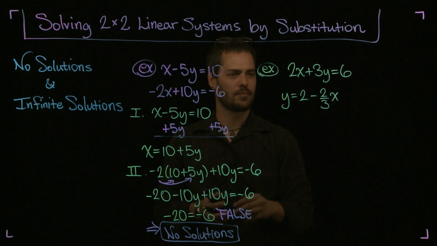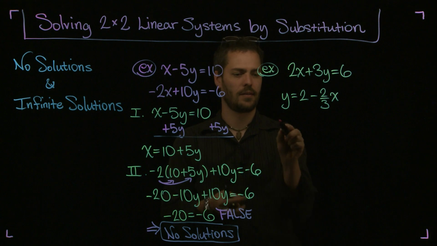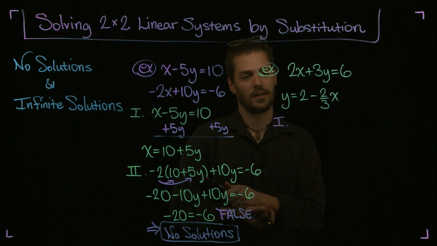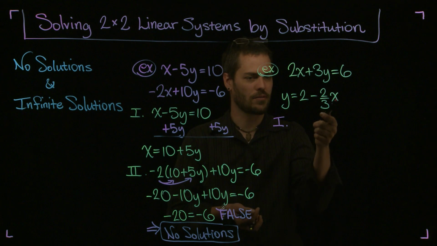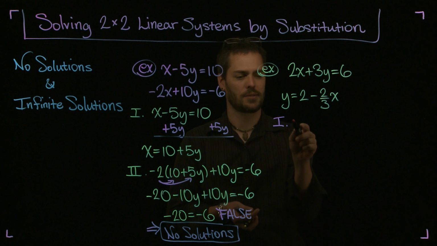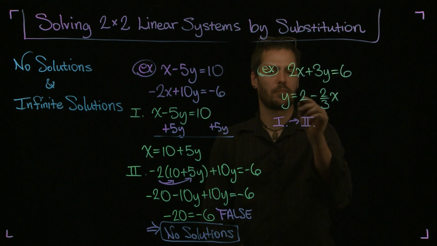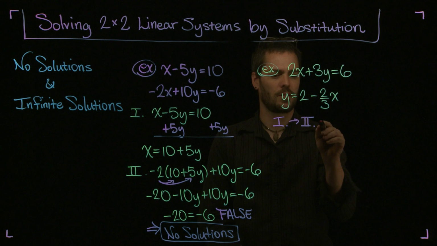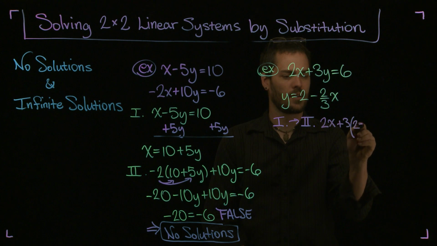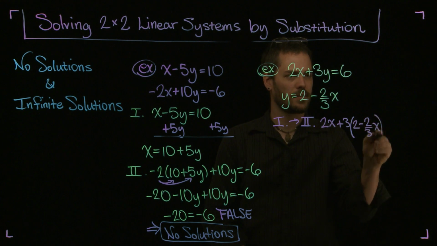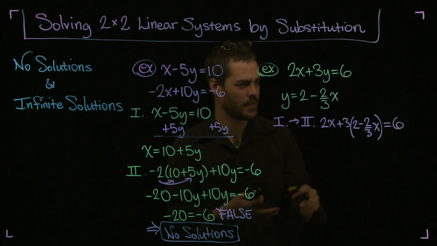Let's take a look at this other system of equations to see what happens. Step number one, choose an equation and choose a variable to solve for. Well, that's already done. I've got y equals 2 minus 2/3 x. I can use that. So I'm just going to move on to step number two. Step number one is done. Step number two tells me plug this into the other equation. So I'm looking at 2 times x plus 3 times all this stuff here, 2 minus 2/3 x, is equal to 6.